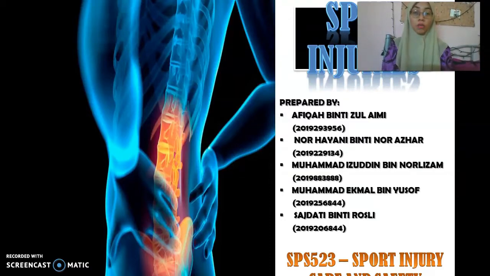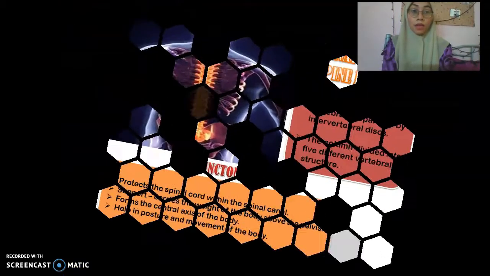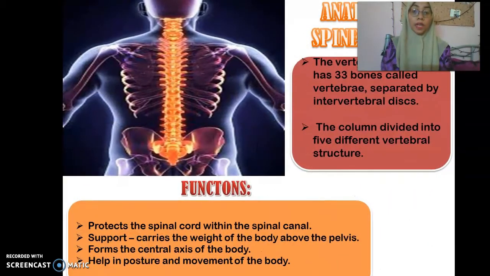So today we would like to present our part, which is spine injuries. My name is Afika binti Zulani. I am the first presenter, and my group members are Nurhayani, Muhammad Izzuddin, Muhammad Iqmal, and Sashdati. Now I will present my part, which is the anatomy of the spine.